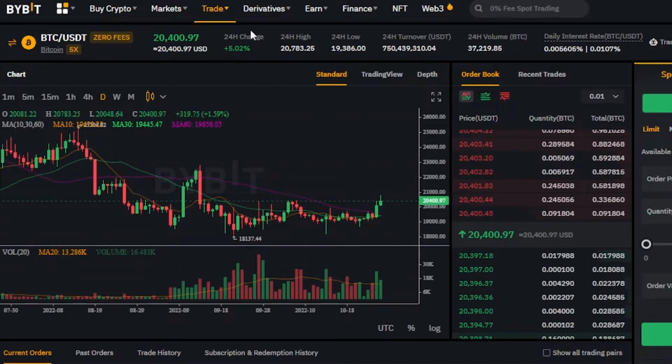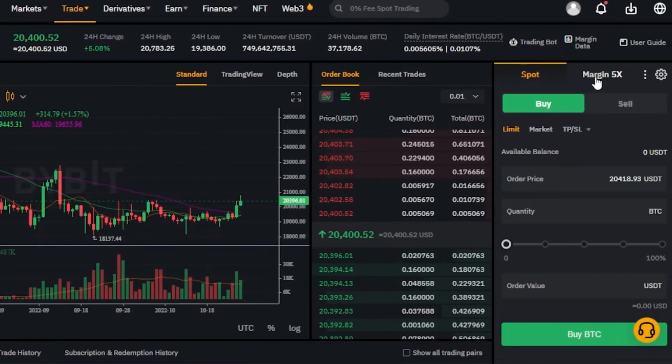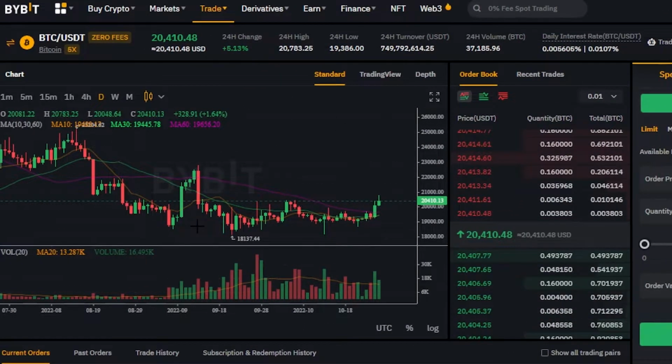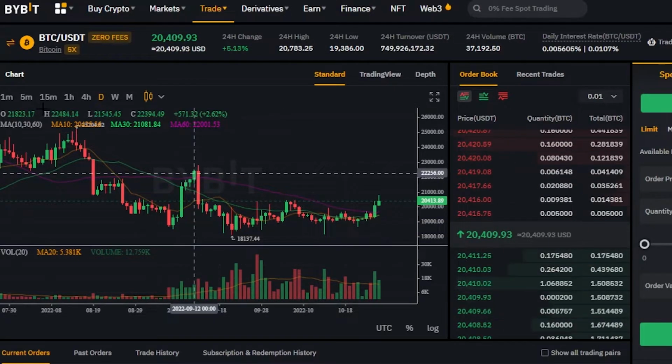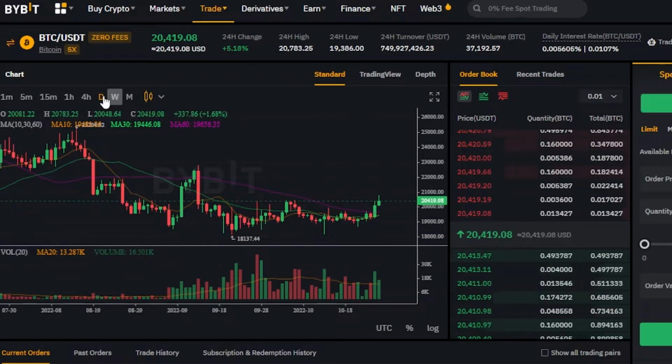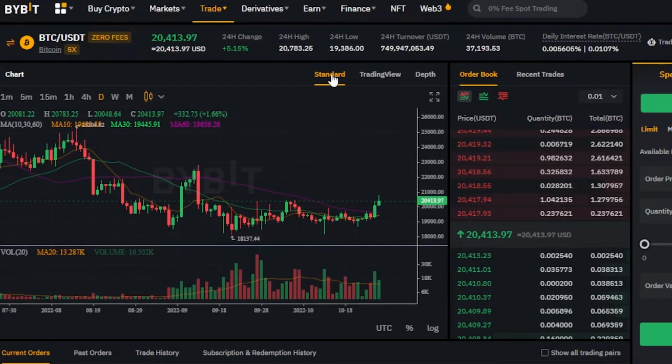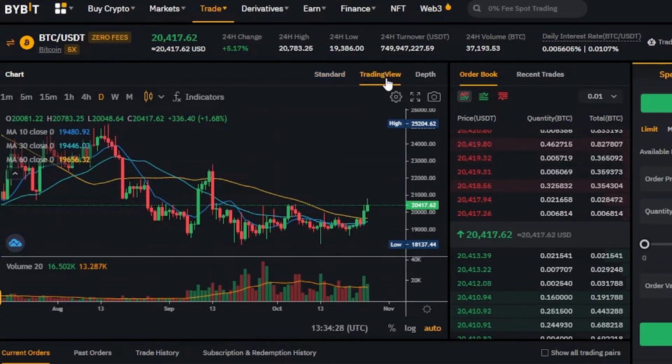When you open up a trading window, like I opened up the spot trading, with this I can switch to margin trading as well, and I can also access the trading bots. So I will show you one by one. First of all, this is the chart right here. If you know how to read a crypto chart, you will select the time from here. I have selected daily. Then you can select the indicator. I'm going to go with the candles. Standard or TradingView. Let's switch to TradingView so that we can get a better idea.